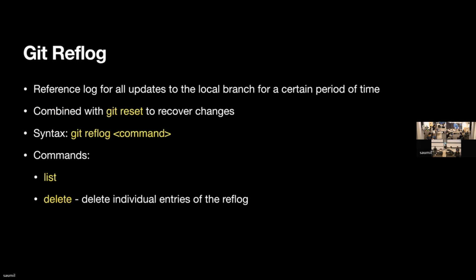Okay. And just a side note, if you want to use git reset and you want to find out, for example, all of the commits that are available for me to reset to, you can use this thing called git reflog, which is a shorthand for reference log. It shows all updates to a local branch for a certain period of time, and you use it with git reset to recover changes. So the syntax is basically just git reflog. You can list or you can delete, and you sub it in this field over here.